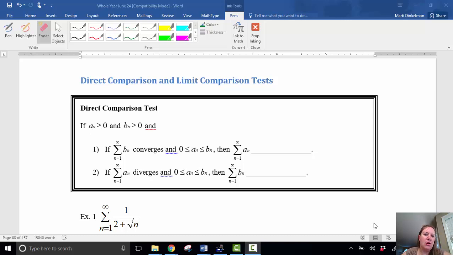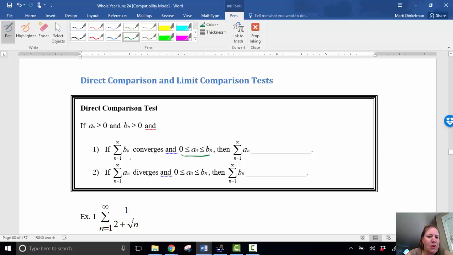So both of these, a sub n and b sub n, are going to have to be above the axis basically, or above 0, so that we don't have any negative infinity issues. Let's see. What I'm going to grab onto first is what's happening here. So if we know for sure b sub n is a known convergent series, and we want to know about a sub n, and a is less than b.